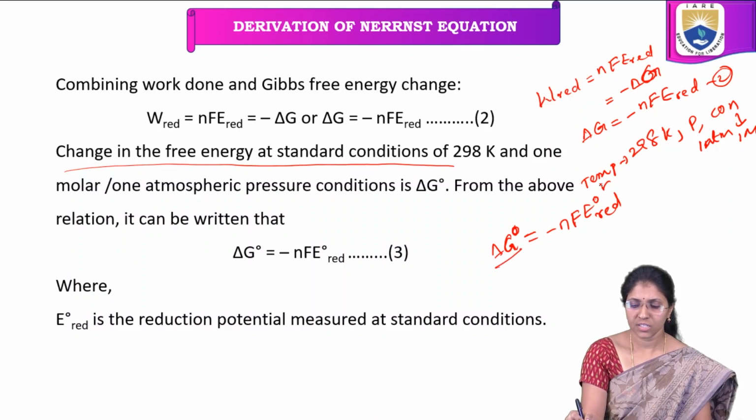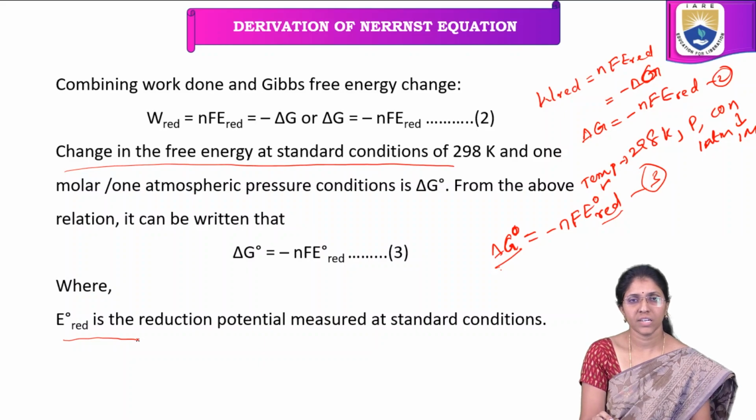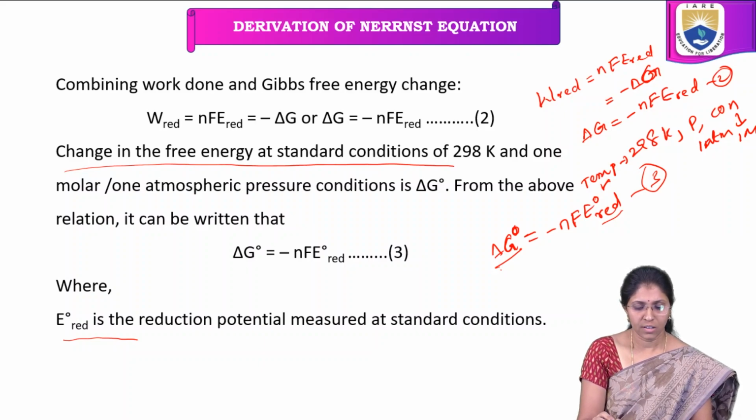We know that the standard electrode potential is denoted by E naught. So here delta G naught equals minus nFE naught reduction. This is equation 3. Here E naught red is the reduction potential measured at standard conditions. It is also called the standard reduction potential.